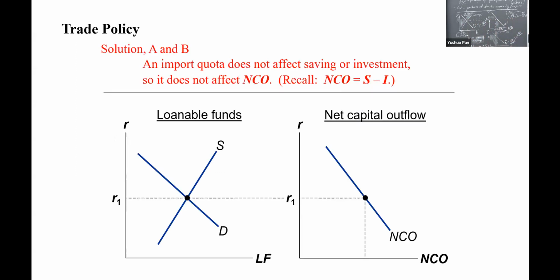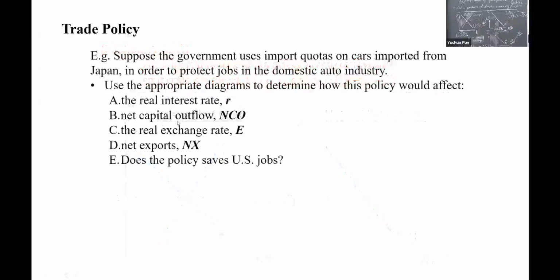So for parts A and B, the import quota doesn't affect saving or investment, so it doesn't affect NCO, which means these two charts don't change from the government's policy. For C, what about the real exchange rate? E will change because net exports change, right? So it will change the market for foreign currency exchange.